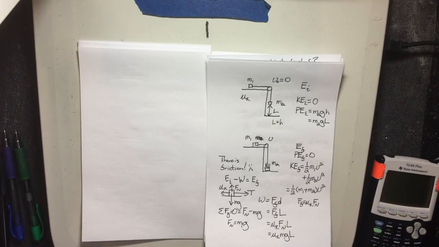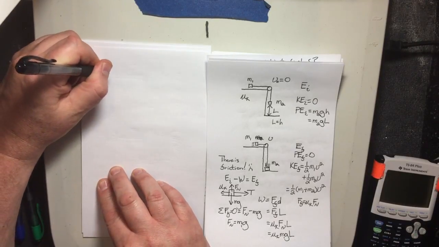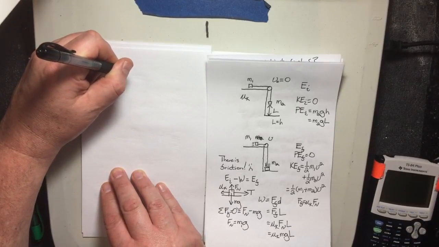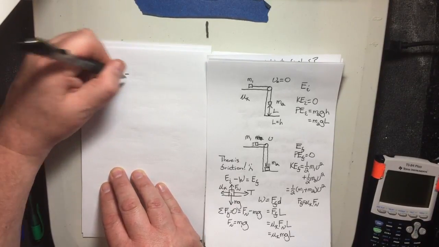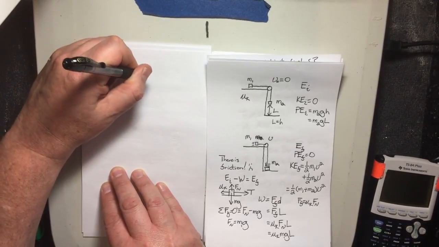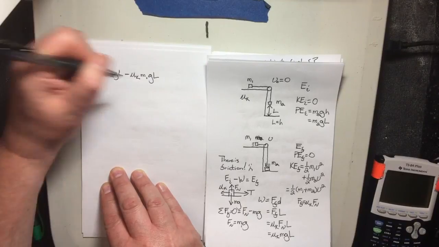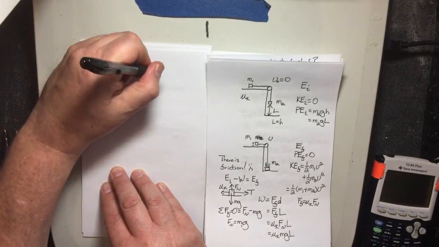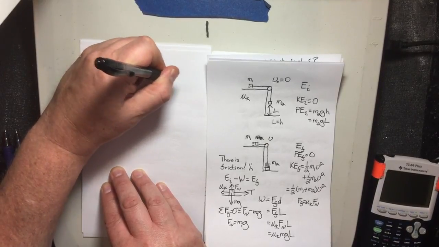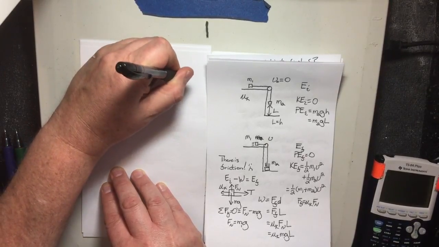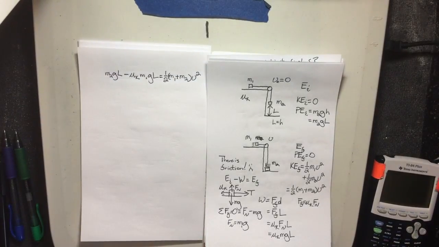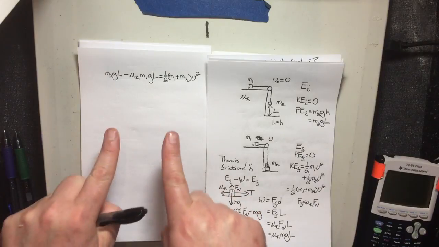Now let's put the pieces together. The energy initial, M2GL. The energy removed by friction, mu sub K M1GL, equal to 1/2 (M1 plus M2) V squared.